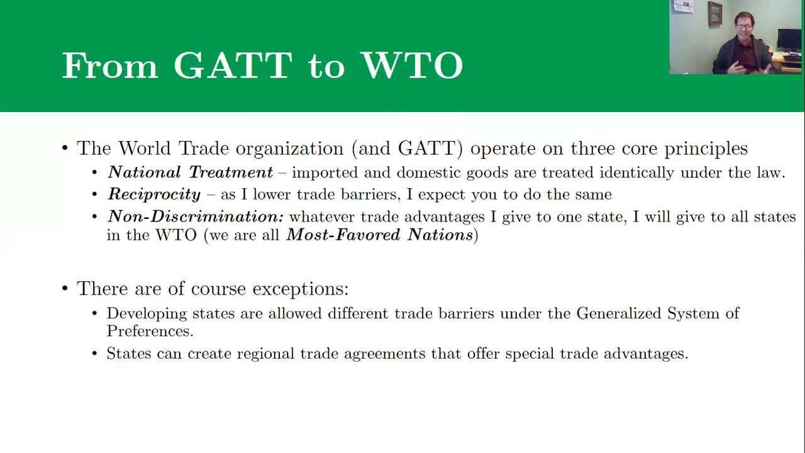There are exceptions that have emerged over the course of the 50 or 60 years that the GATT and World Trade Organization have been in place. And I'll talk briefly about two different exceptions to that idea that everybody gets the same deal. One of those exceptions is this generalized system of preferences that was created in the 1970s.